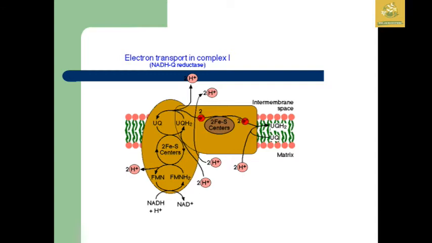This is how, in complex 1, the transfer of electrons occurs.